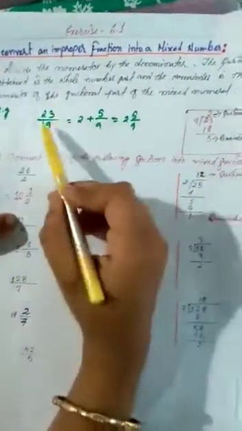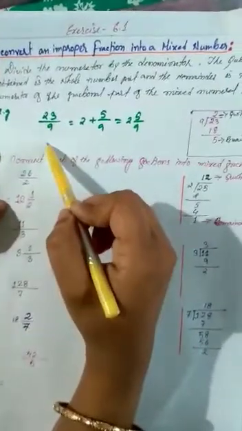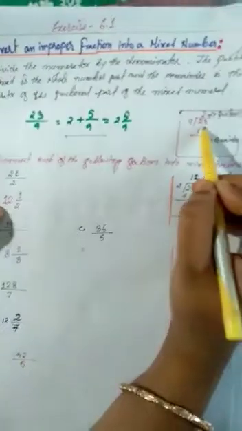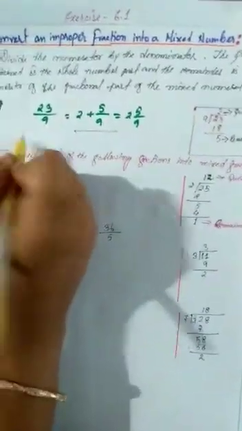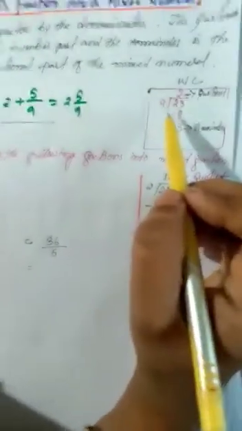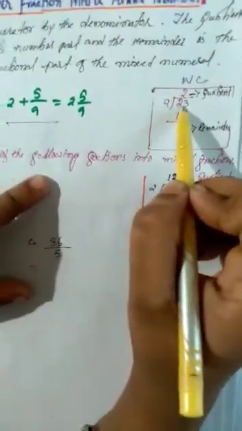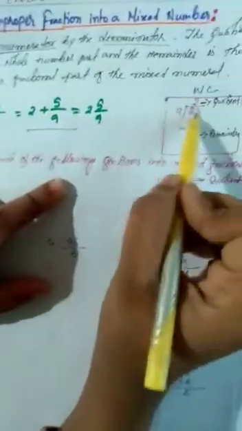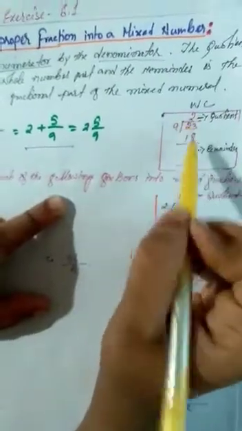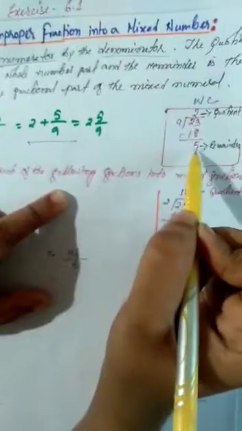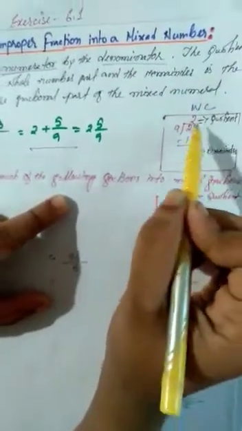Okay, suppose I have taken here 23 by 9. So how can we write this, students? The division work you can show here also, but I have shown it in the working column. As the rule says, divide the numerator by the denominator. In this case the numerator is 23, so we will divide 23 by 9. 9 twos are 18, then 23 minus 18 is 5. So 5 is the remainder and 2 is the quotient.